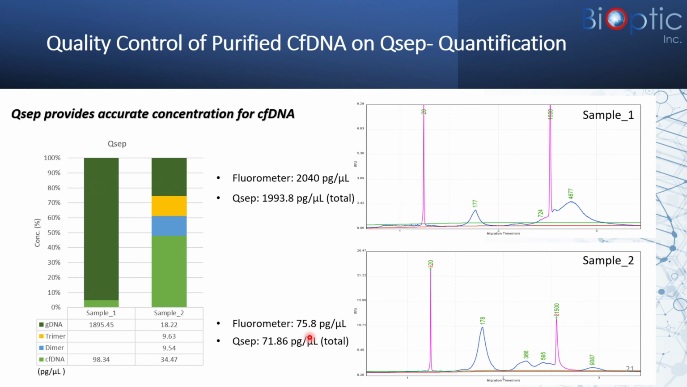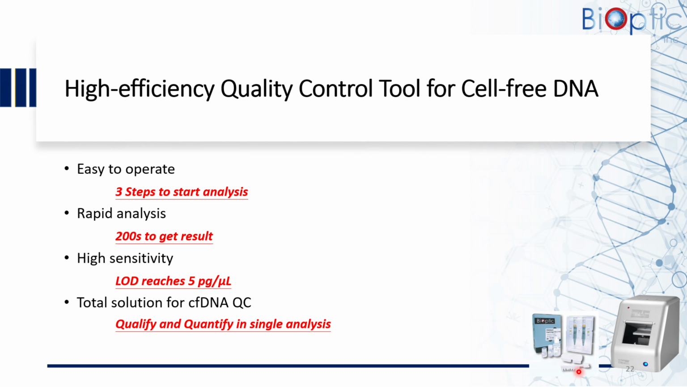The sample 2 result shows that the QSAP system provides the accurate concentration for the mononucleosome, dinucleosome, and trinucleosome cell-free DNA. Now, I would like to do a brief summary. QSAP is an easy-to-operate system. Three steps can start the analysis and get the result in 200 seconds for cell-free DNA QC.